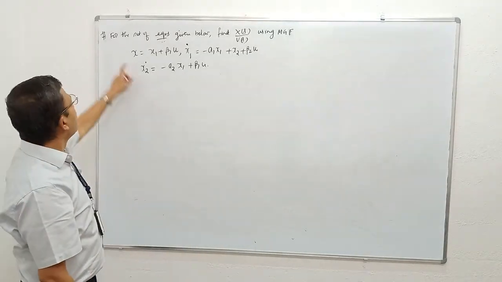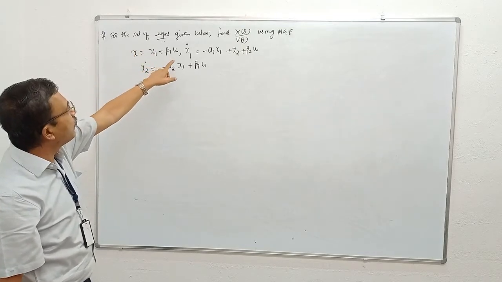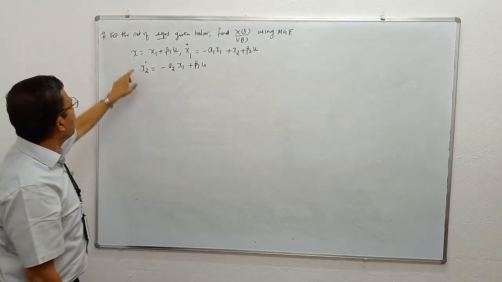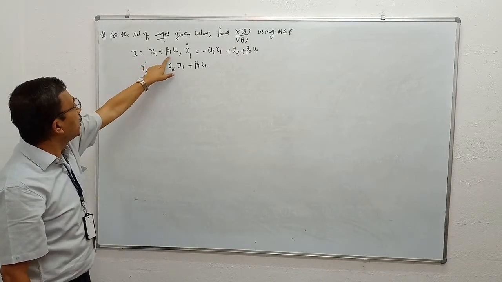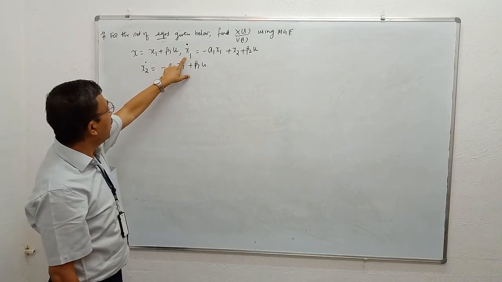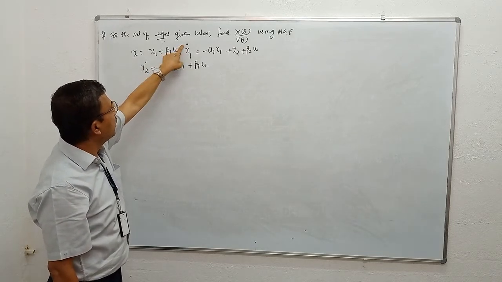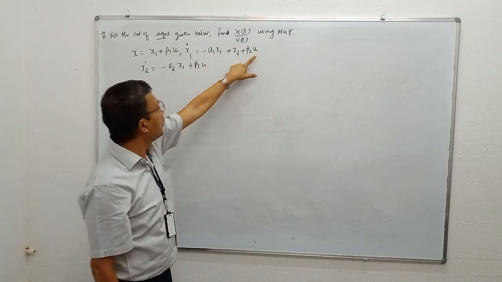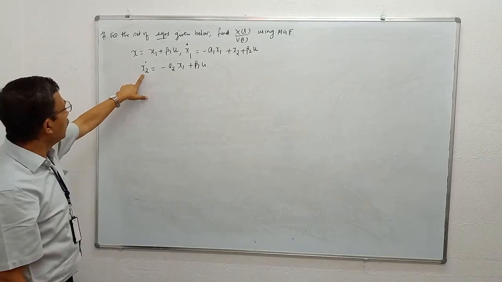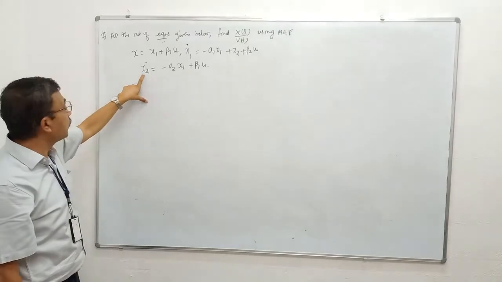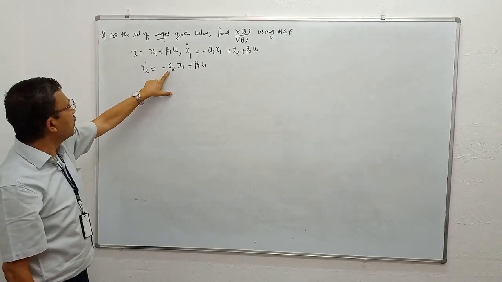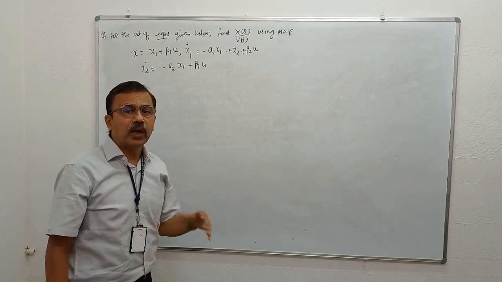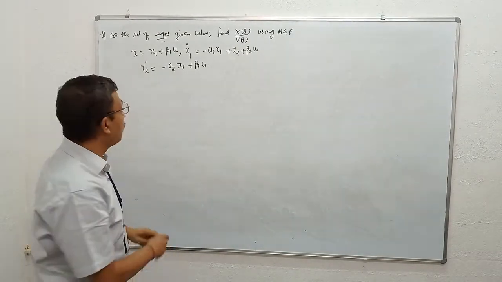Next problem. For the set of equations given below, find x of s divided by u of s using Mason's gain formula. The first equation is x is equal to x1 plus beta 1 into u. Next is the differential equation. x1 dot, meaning dx1 by dt, is equal to minus a1 into x1 plus x2 plus beta 2 into u. Third equation is also a differential equation. x2 dot, meaning dx2 by dt, equals minus a2 x1 plus beta 1 into u. We shall convert differential equations into algebraic equations by taking Laplace transforms.